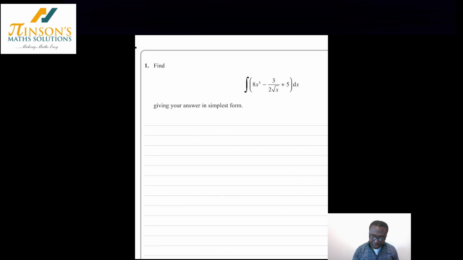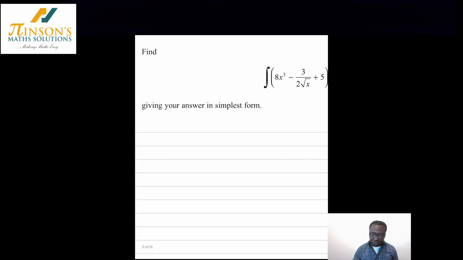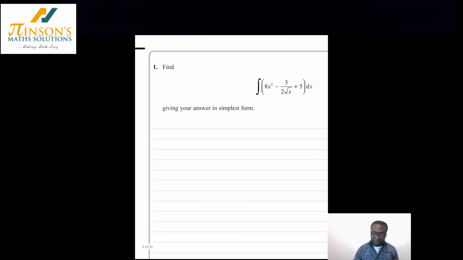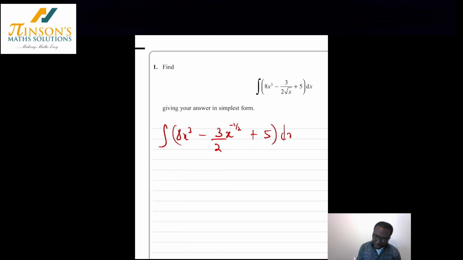Now, because I have not integrated yet, I'm going to try my best to recopy the question, but the second time copying it, I'm just going to make sure every x at the bottom goes up. So I've got an integral sign, and I've got 8x cubed, and then minus 3 halves. The square root of x is not supposed to be there, so that should be x to the minus a half. That helps. And then add 5. I'll put this in brackets again. Then it is with respect to x. It's a function of x.